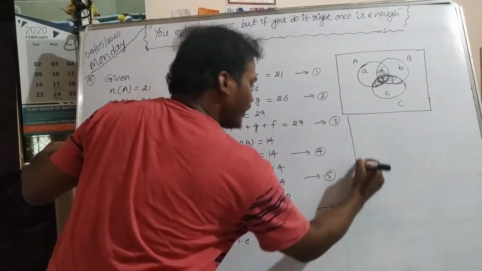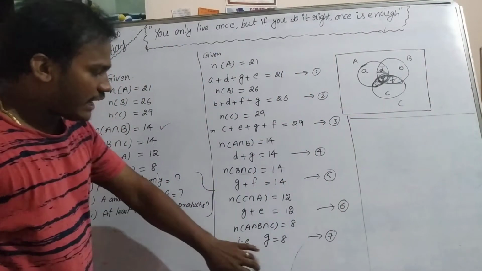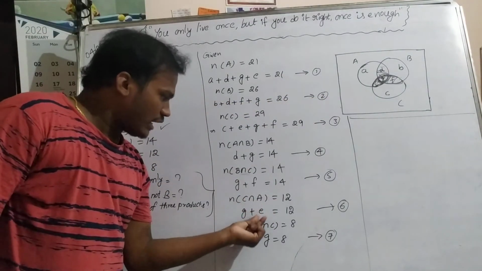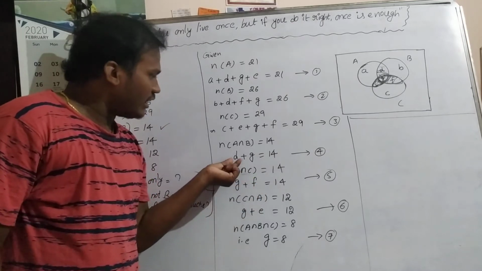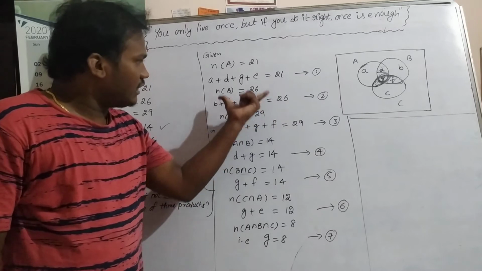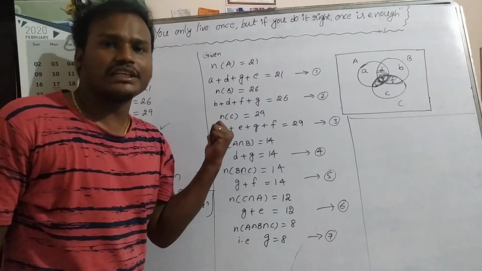Okay. Now I can find all the values of A, B, C by one equation. Now I have G value. If I have G value, I can find E value. I can find F value. I can find D value. If I find D, E, F, I can find from this each and every variable. So if you find all the variables, we can find the required answer for the given questions.